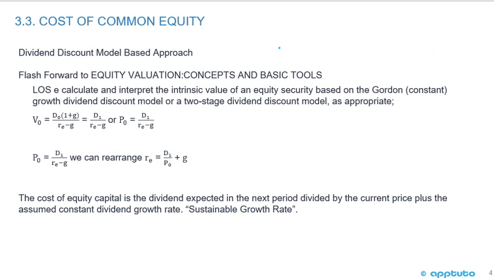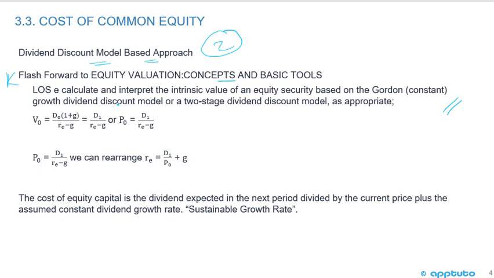So now we're moving on to the second method for calculating the cost of common equity, and we're looking at the dividend discount model based approach. Again, we're going to flash forward to the equity valuation concepts and basic tools, where the LOS is calculate and interpret the intrinsic value of an equity based on the Gordon constant growth dividend discount model or a two-stage dividend discount model as appropriate, okay?